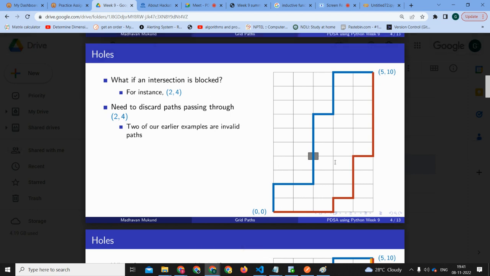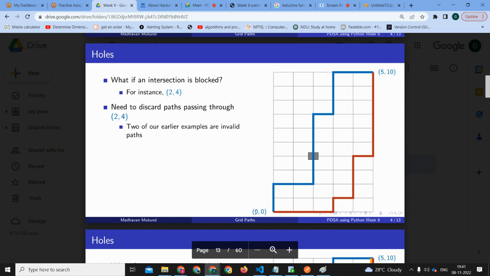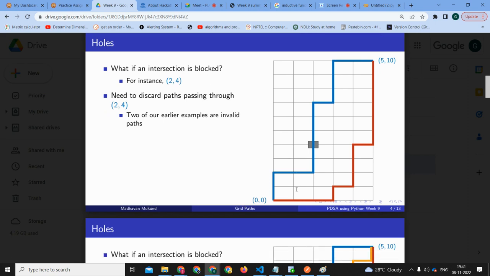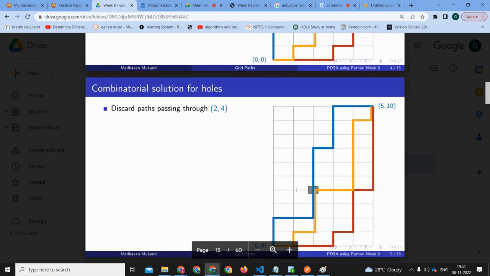That's correct. So we can't directly calculate it. We are going to calculate how many different paths are there from 0 comma 0 to this 2 comma 4. All those paths will become invalid, right? Yeah, and we will subtract it.